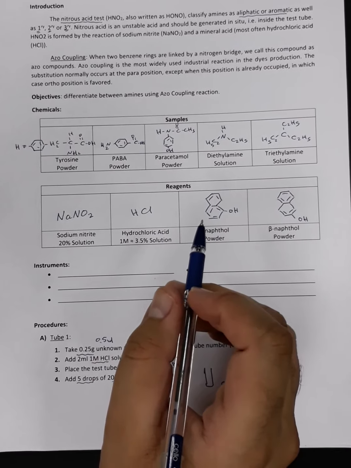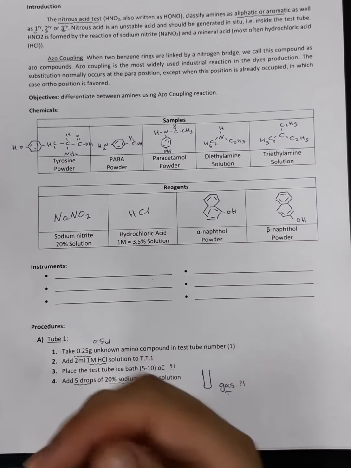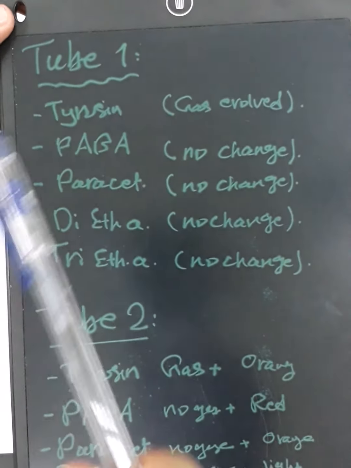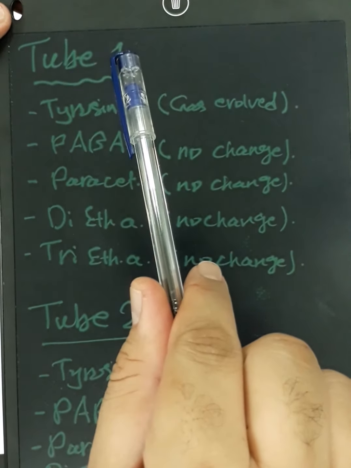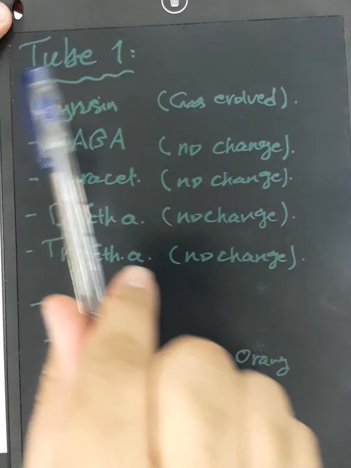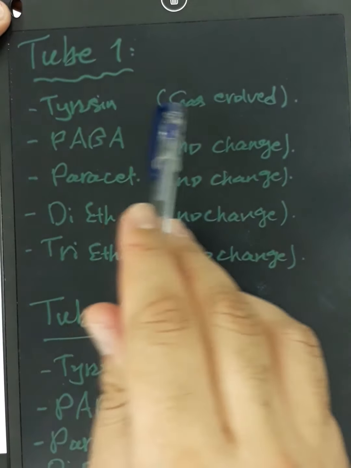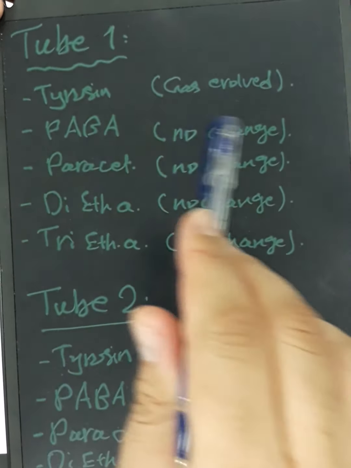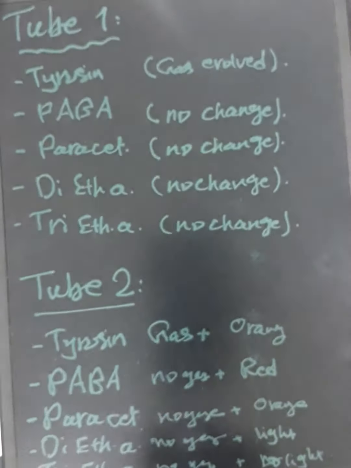Now we are done with the practical part of today's experiments, and we are going to proceed to understand the meaning of the results we got. Here's the board where we wrote all the results we got today. Test tube number 1 represents the reaction between the samples, the amino containing compounds we have today, with the sodium nitrite in the presence of HCl solution. We found that only tyrosine produced a sufficient amount of gas, while for the rest there was no gas evolved, or a very little amount of gas, as in the case of para-aminobenzoic acid and paracetamol.